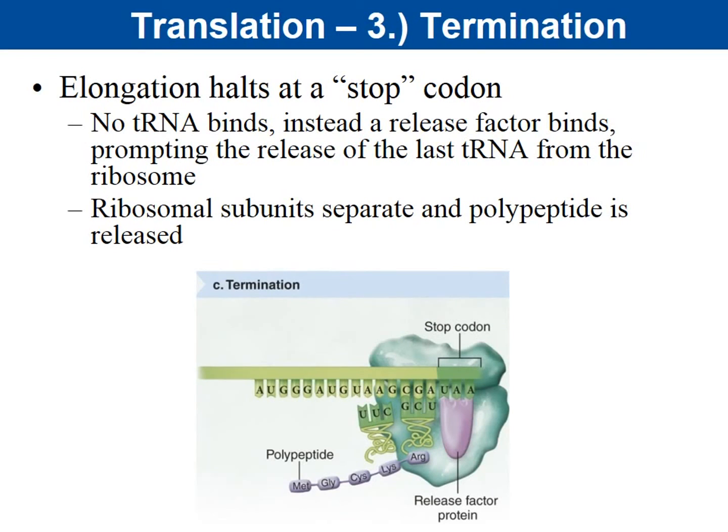Termination happens when we get to a stop codon. When you get to a stop codon, remember that there are three of them. The stop codons don't have a tRNA that's going to bind. Instead, they have a protein called the release factor protein. This release factor protein is going to recognize the stop codon and bind. Because there's no amino acid to be brought with it, that's going to signal the end of translation. Once we get this release factor and there's nowhere to add on to the polypeptide chain, the ribosomal subunits are going to dissociate, they're going to come apart, and your polypeptide is now released and is fully formed.